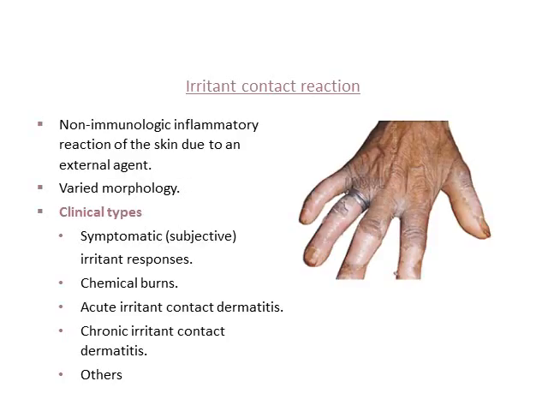So, what are exogenous eczemas? Exogenous eczemas are those caused by an external factor. One of the common types is irritant contact dermatitis. It is a non-immunological inflammatory reaction of the skin due to an external agent. It has varied morphology, and clinical types include subjective irritant response, which is very symptomatic, chemical burns, acute irritant contact dermatitis, chronic irritant contact dermatitis, and others.